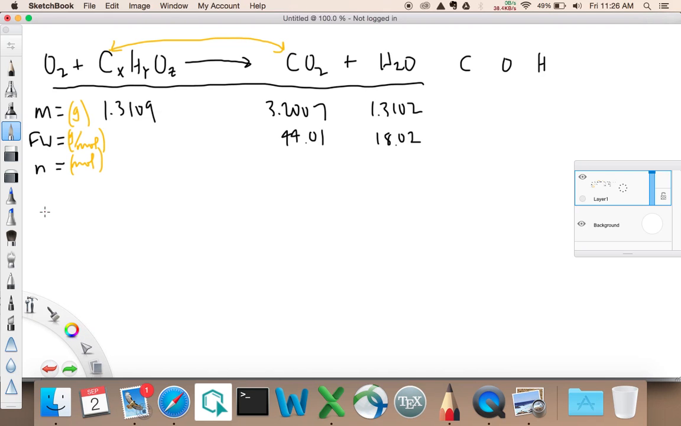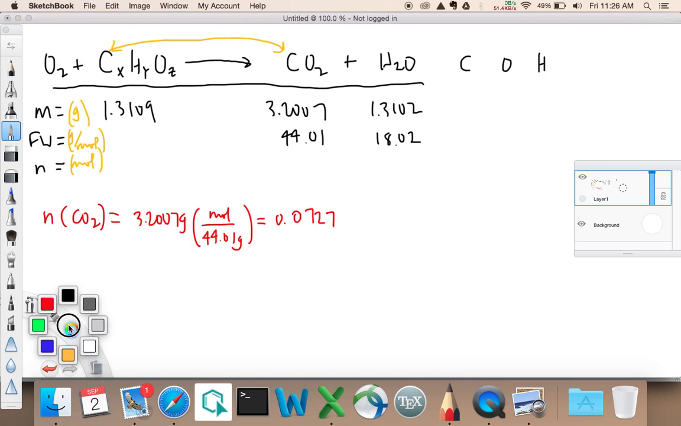Let's go to red. Moles of CO2 are equal to the mass of CO2, 3.2007 grams, divided by 44.01 grams per mole, is equal to 3.2007 divided by 44.01 equals 0.0727. Okay.